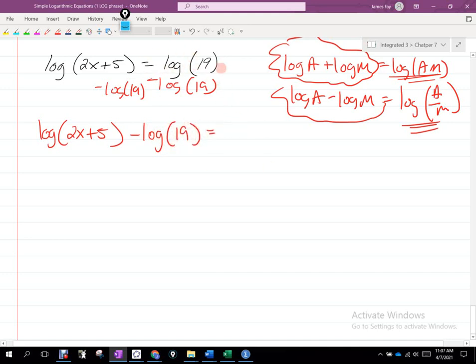is equal to, now, if I subtracted this whole side, what is left over there? 0. Yes, and this one would be 10, yes. So what does subtraction turn into if I've got the logs on the same side here? Division. So I'm going to rewrite this as log of 2x plus 5 over 19.